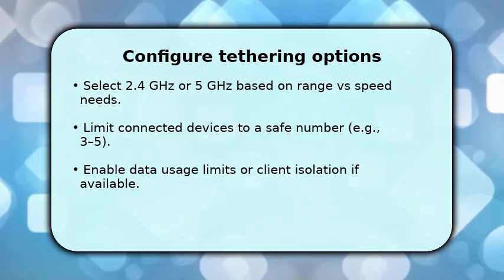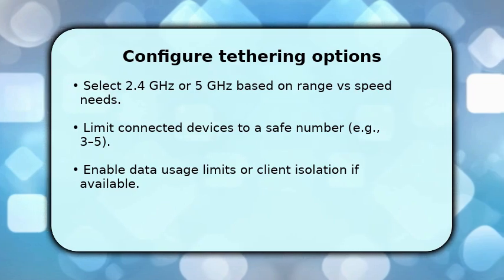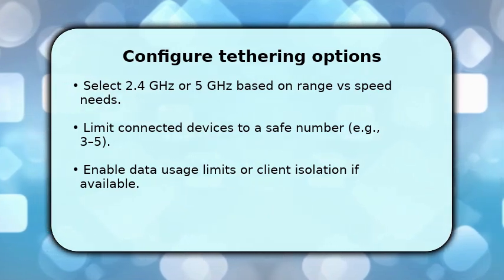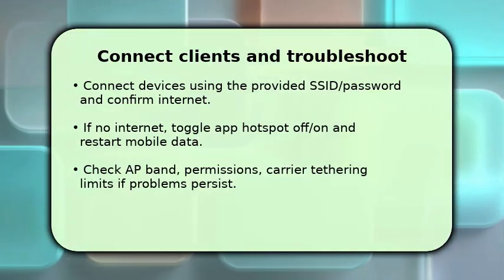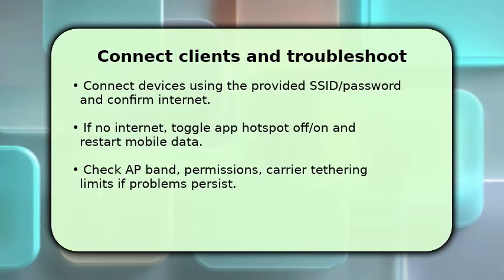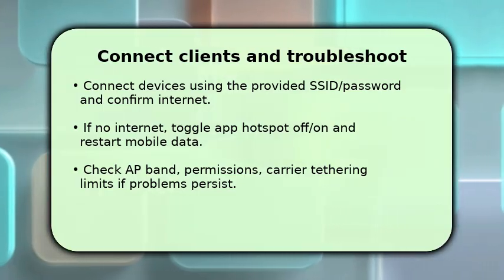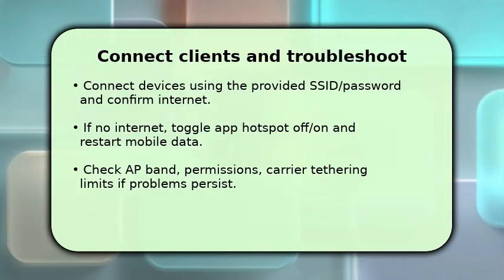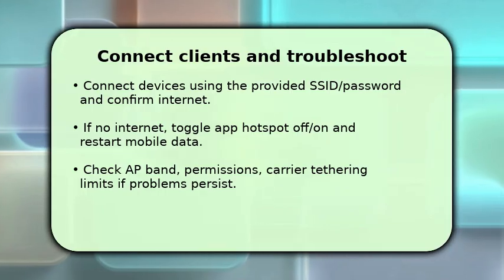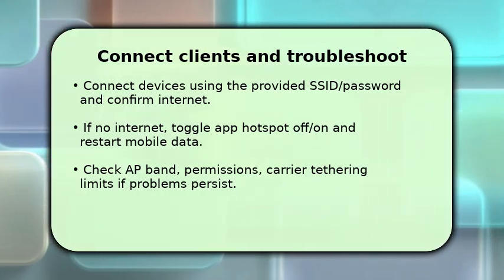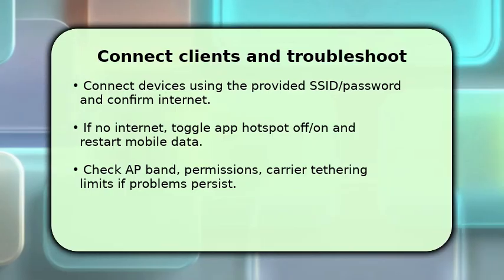Now connect a device to the new SSID using the password and confirm you have internet access. Open a web page or run a quick speed test. If connectivity fails, first toggle the hotspot off and on, then restart mobile data or the phone. These steps refresh the radio and app binding. If problems persist, make sure carrier tethering is allowed, the correct AP band is selected, and permissions remain granted.